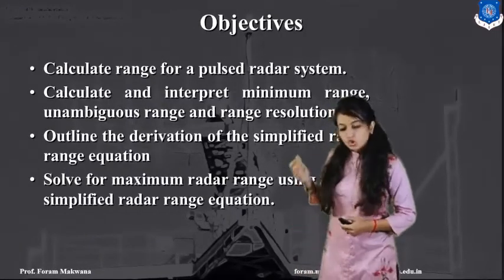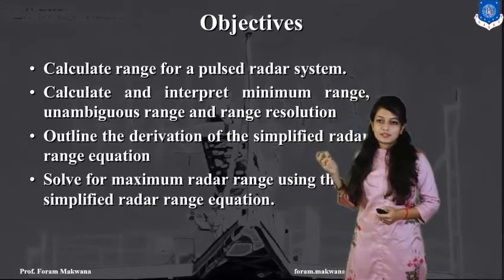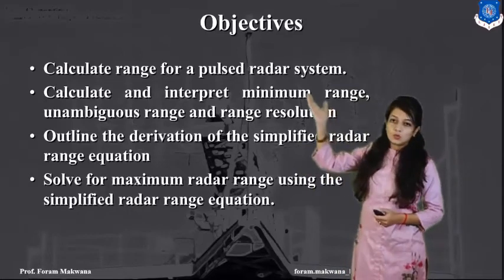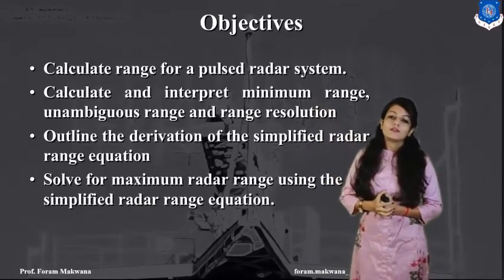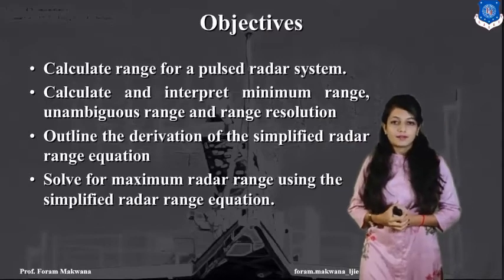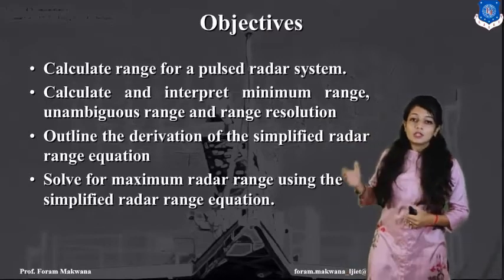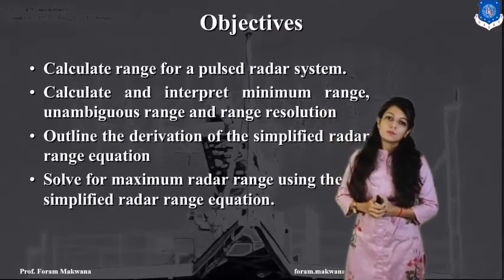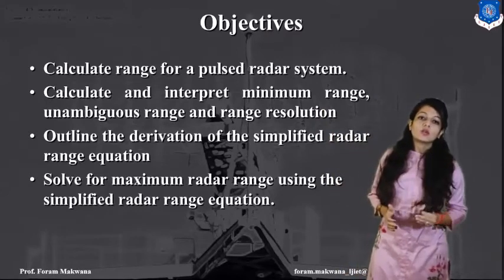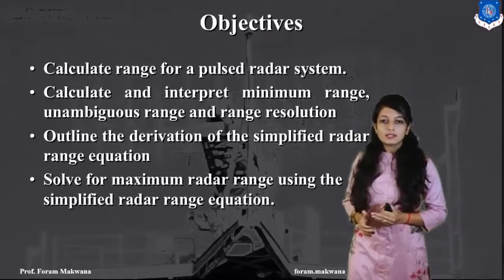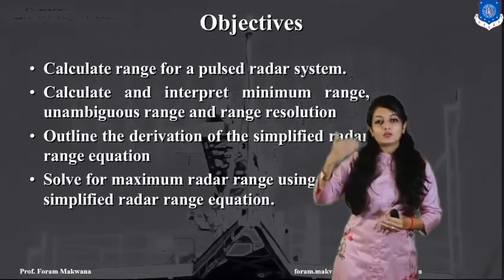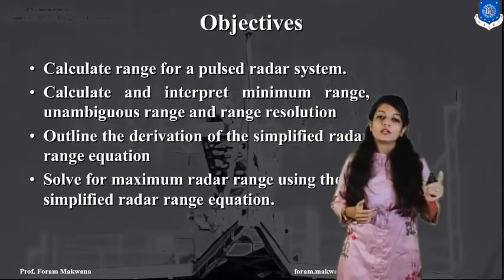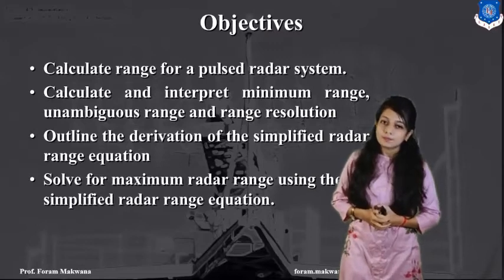Now, the objective of studying this chapter is, first, we are going to calculate the range of pulse radar, right? First of all, what do you mean by pulse radar? Pulse radar means we are going to transmit the signal from the antenna to the target in the form of pulses, continuous pulses, right?